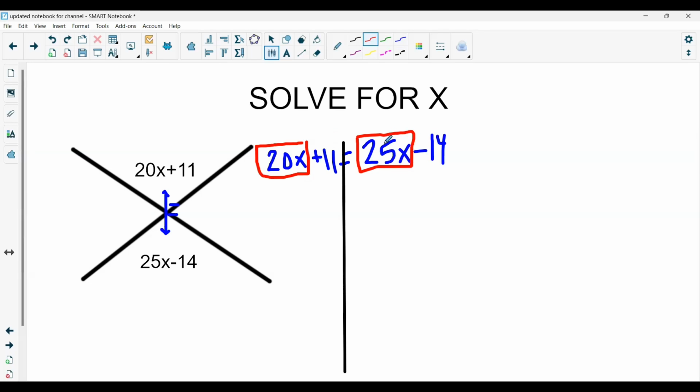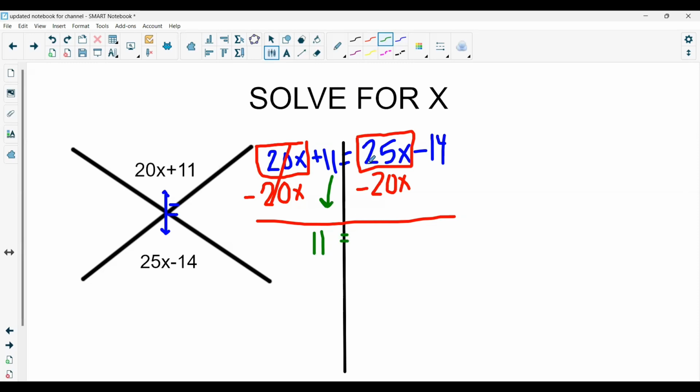So what's smaller, 25x or 20x? Mine is 20x over here. So the opposite of positive 20x is negative 20x. So whatever I do on one side, remember we're going to do it to the other. Okay. All right, let's cross this out now and just start from the beginning. Everything I have left over, I'm just going to bring it down, equals.